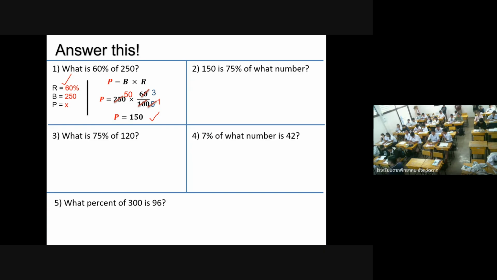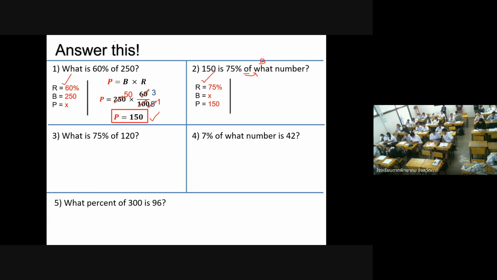Next, for number 2. 150 is 75% of what number? Which value is missing? Okay, we don't have the base. Why? Because after the word "of", the next number, we don't have it, meaning we don't have the base. Now, if base is missing, what is the rate? 75%. And what is the percentage? 150. Now, if you have this, one check for this.